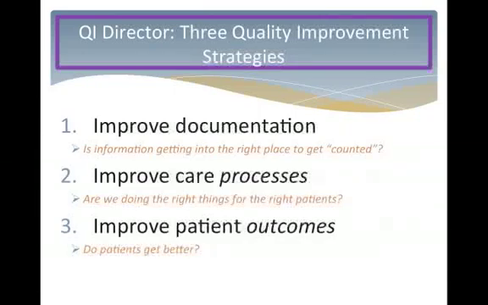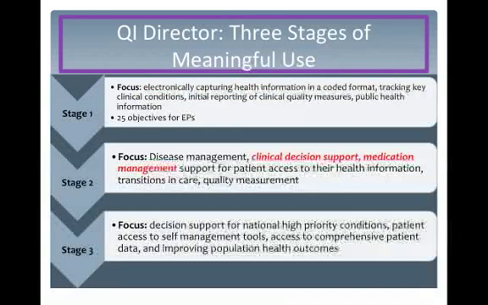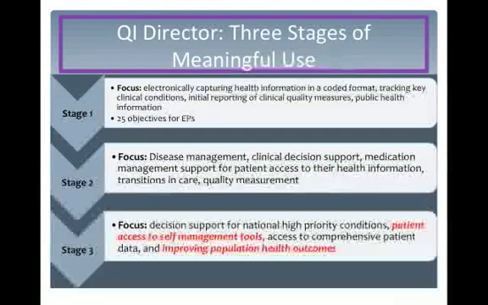The 3 stages of meaningful use follow that same strategy. Step 1 is getting the information in the right place in a coded format. Stage 2 of meaningful use focuses on functionalities like clinical decision support to help perform the right action or intervention that a particular patient needs. And stage 3 of meaningful use focuses on if we are actually improving the health outcomes of patients.